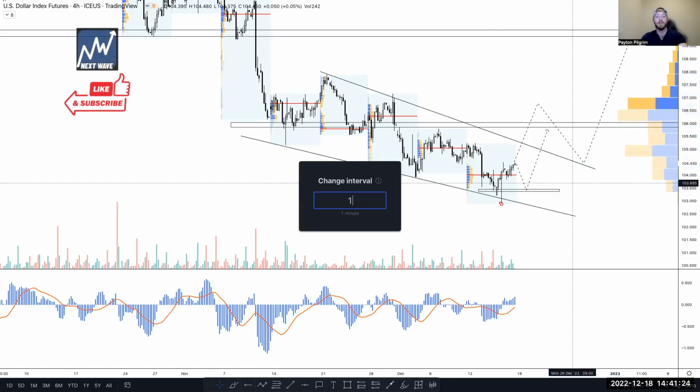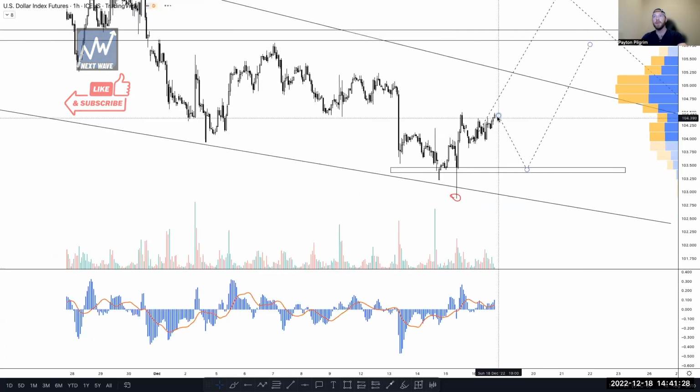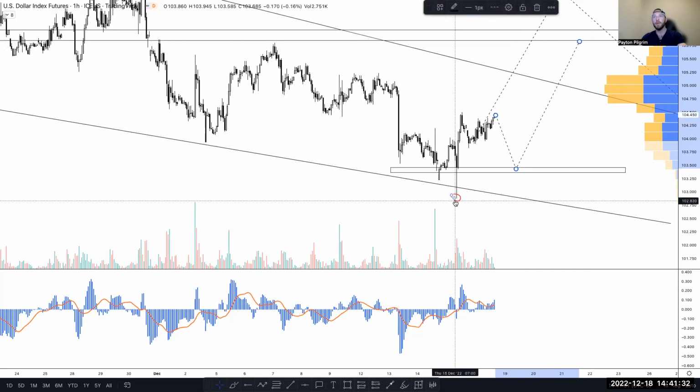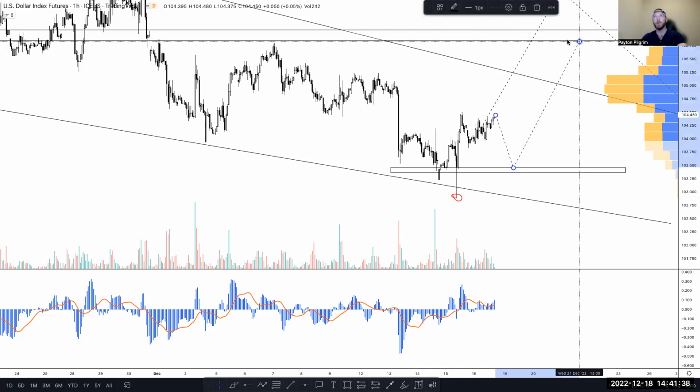And if we see this happen before that, we'll go down to the 1-hour. If we see the market come back down into this level, we'll be looking for this low here, the low of last week, to possibly hold and see if we can get an early jump on this reversal on the dollar.